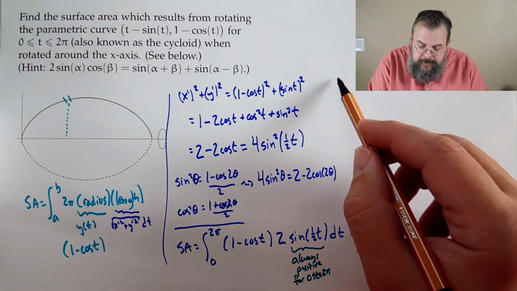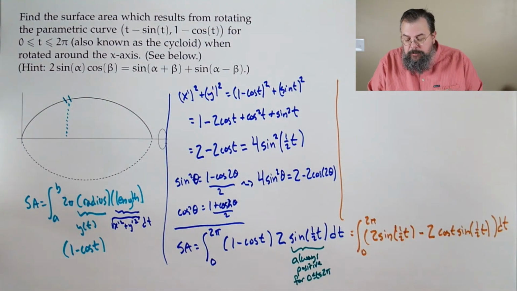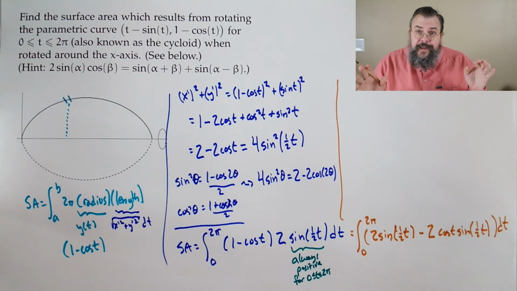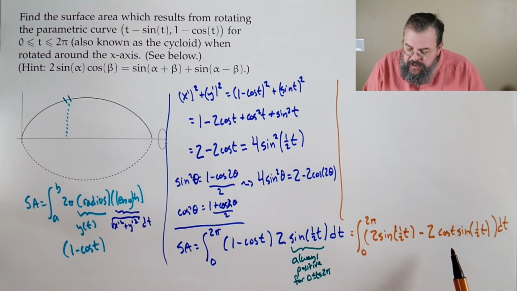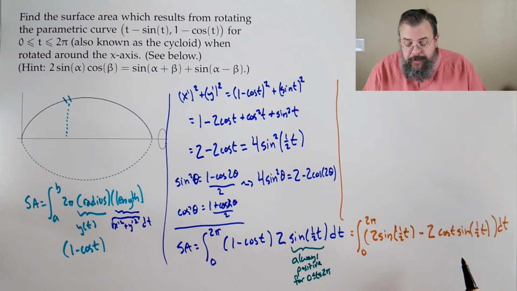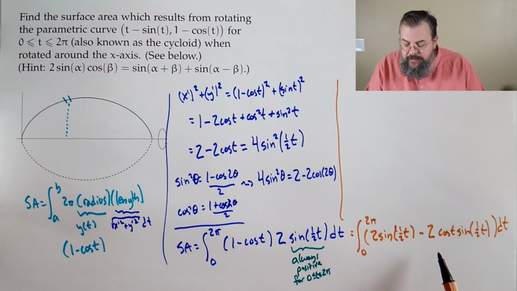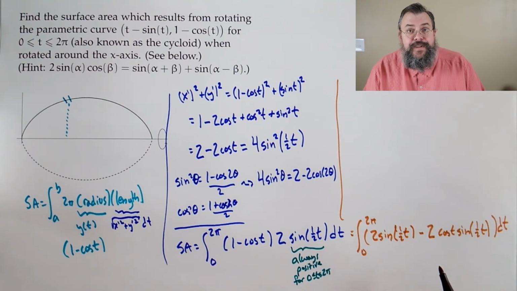Well, the first term, we can handle that. That's not going to be a problem. The second term is a problem. If only we had some way that we could rewrite a sine of 1/2 t times a cosine t in a simpler way, especially if it had a 2 in front of it. If maybe there was a nice identity.